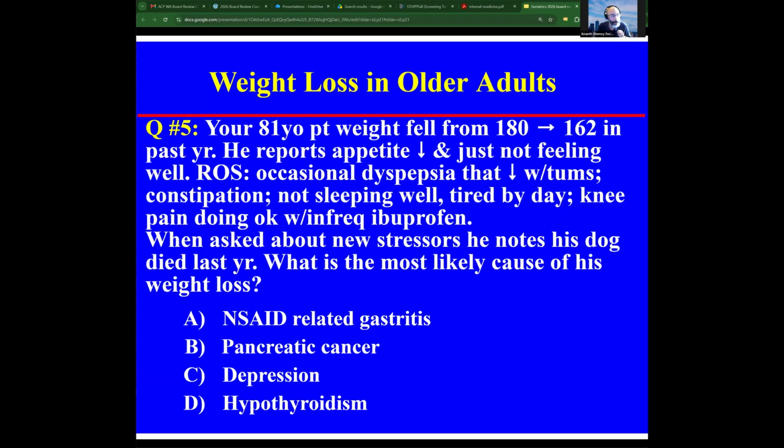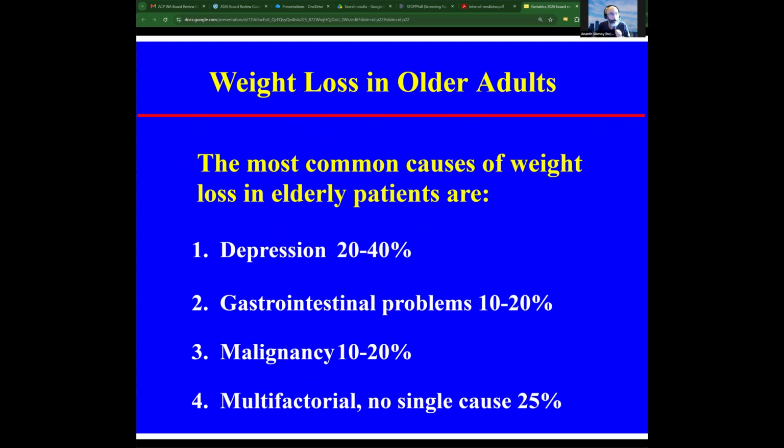All right. So this one you all nailed. So, depression. When we think about the most common cause of weight loss in older adults, as you're all identifying, depression is the most common cause, up to 40%. The next most common are gastrointestinal problems, which we'll cover on the next slide. And then less common is malignancy.